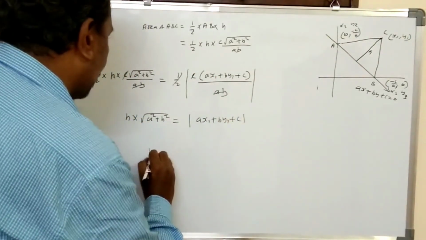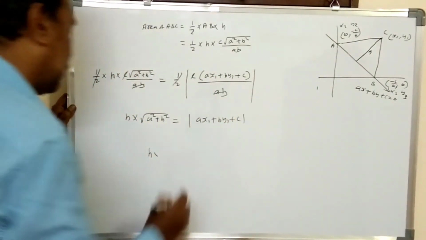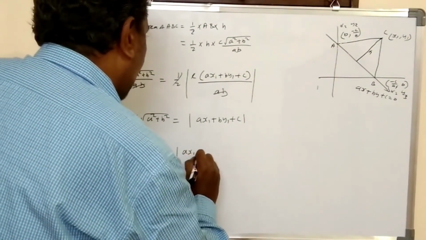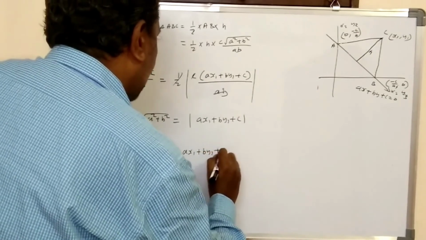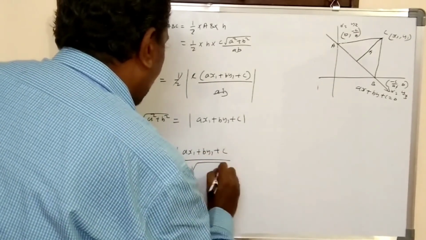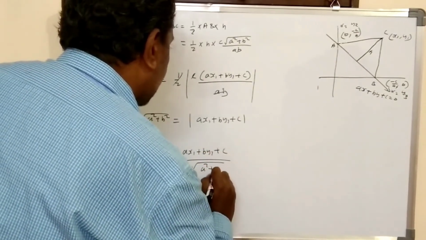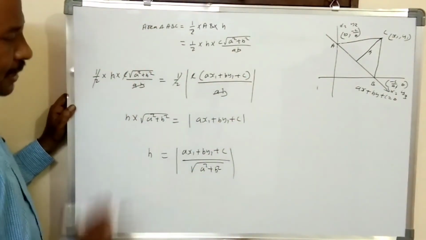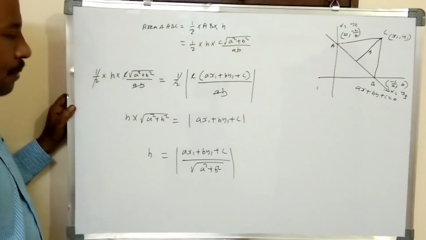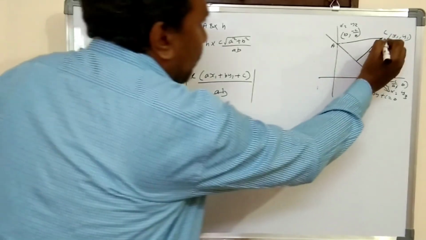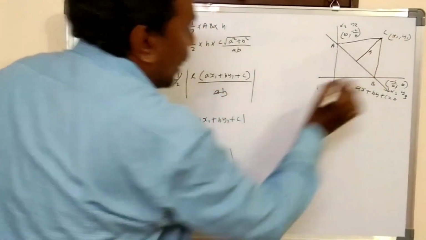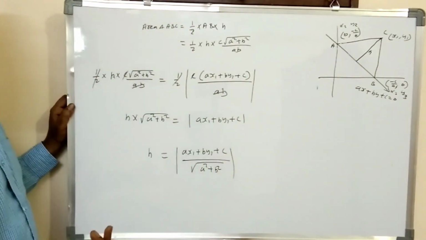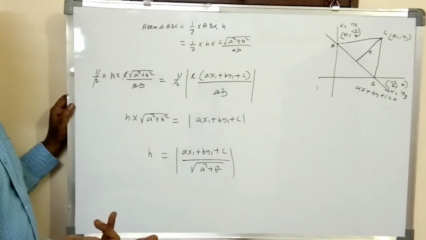So h is equal to, make h the subject, that becomes h is equal to mod of (a x1 plus b y1 plus c) by square root of a square plus b square. Here it is multiplying, take it to the other side, it divides. So finally we got the formula for h, which is nothing but the perpendicular distance from this point to the given line: mod of (a x1 plus b y1 plus c) by square root of a square plus b square. Hence it is derived.